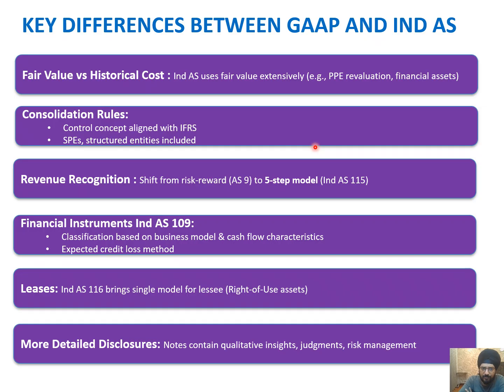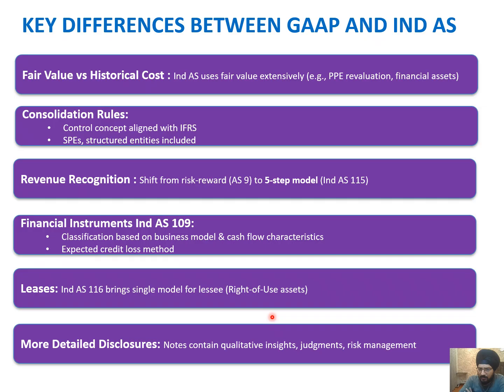when we talk about business combinations. Revenue recognition, which was largely AS 9, has been replaced by the five-step model as per IND AS 115. IND AS 109 is largely on fair value, vis-a-vis largely the cost model under the earlier GAAP. IND AS 116 has changed the concept of leasing with respect to the lessee, wherein the operating lease and finance lease concept has been done away with.